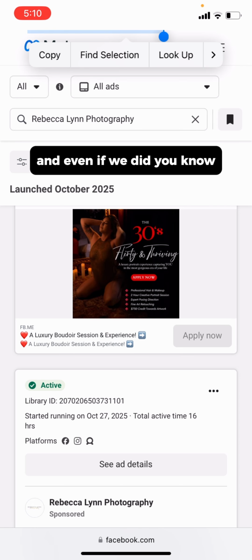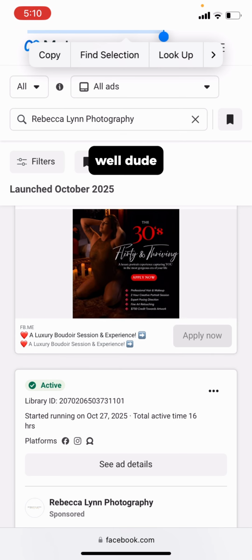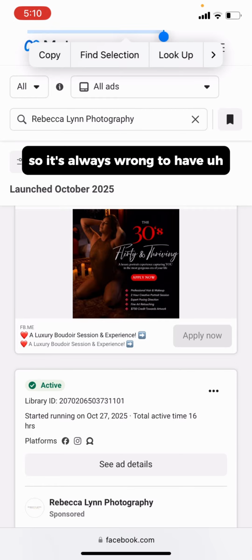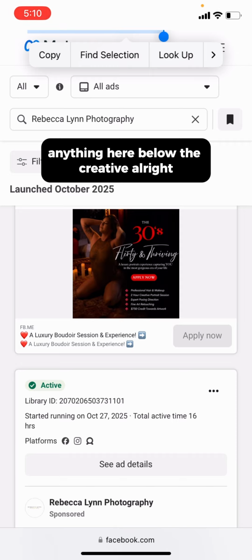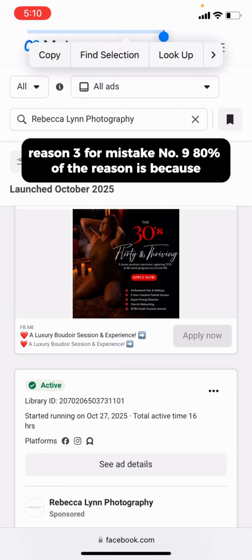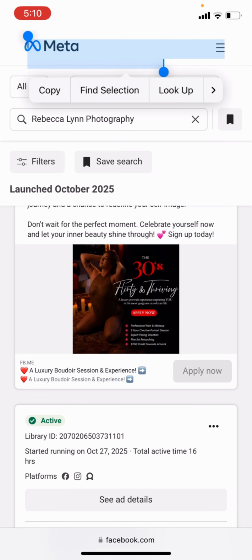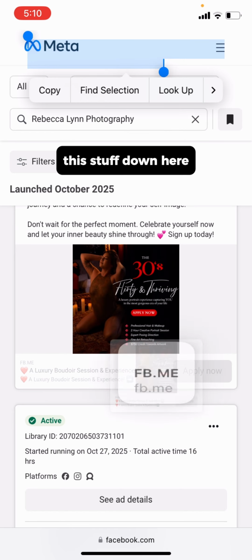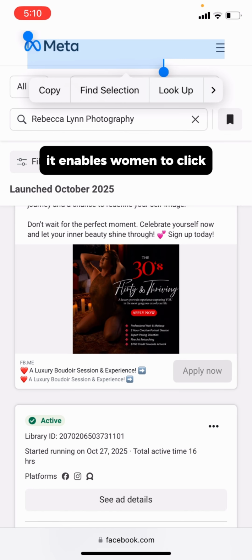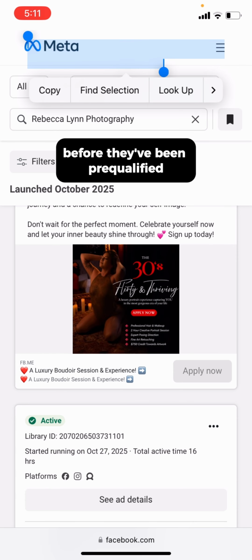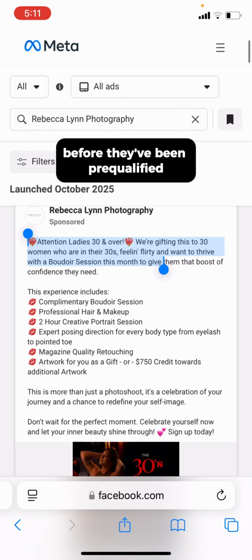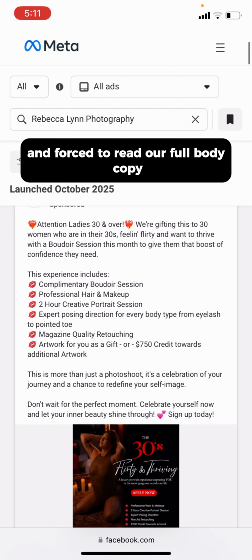And even if we did get all these exact words correct here in the bottom left, well, dude, it still makes it look like an ad. So it's always wrong to have anything here below the creative. All right, reason 3 for mistake number 9, 80% of the reason is because this stuff down here enables women to click to go to the ad before they've been pre-qualified and forced to read our full body copy.